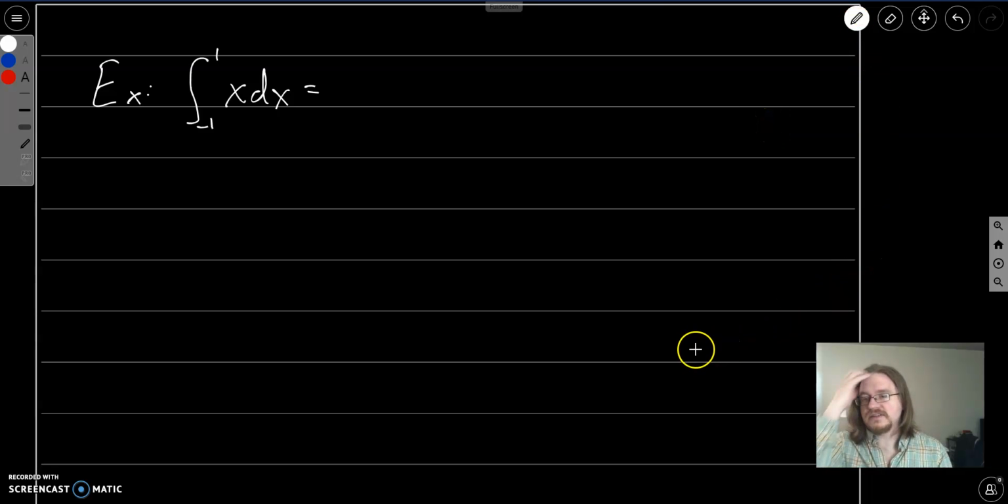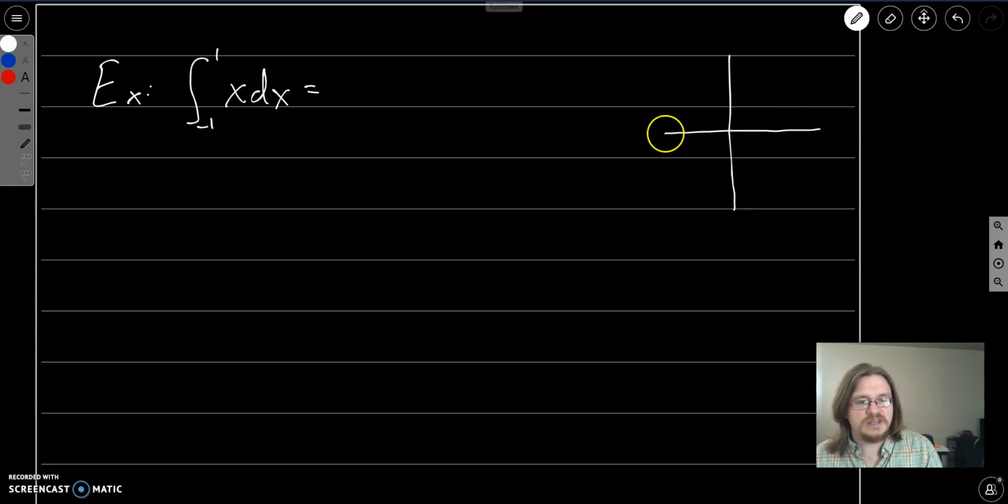In this video, the first example I want to do is to look at a case when the definite integral does not correspond to area. So let me draw a picture of what this is going to look like, and then we'll take the integral and we'll see what happens.